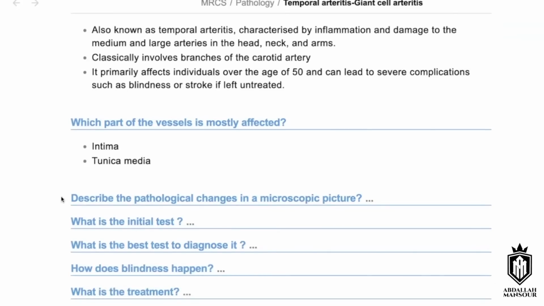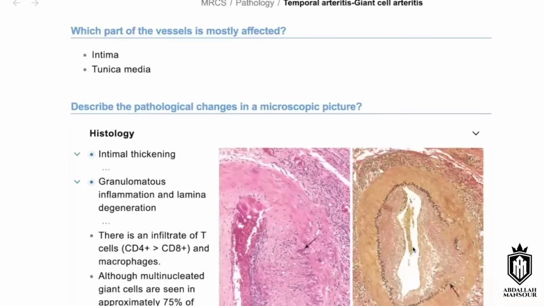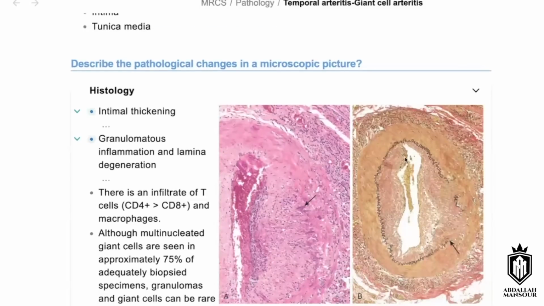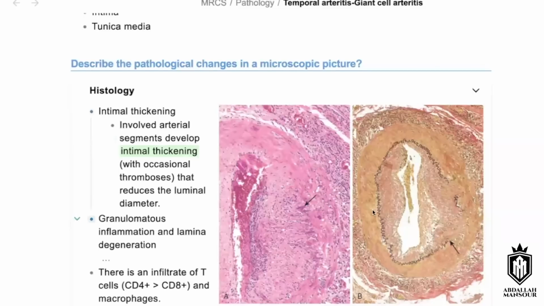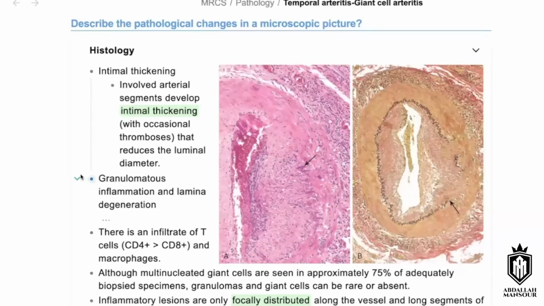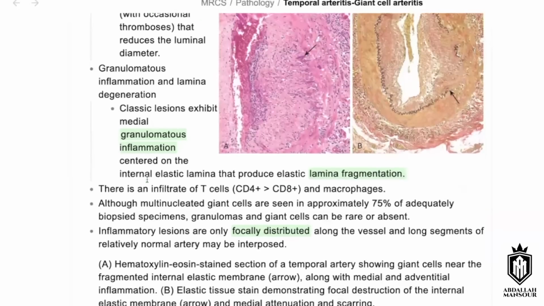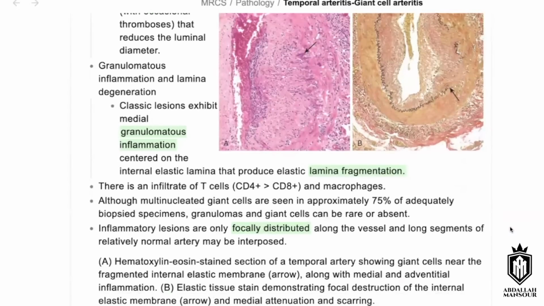Yeah, so there are actually multiple changes. It starts with intimal thickening. As you can see here, the intima is very thick, and there is some granulomatous inflammation with elastic lamina degeneration as well. And also there is T cell infiltration with lots of macrophages present. It's focally distributed, like we said. I wouldn't call them skip lesions, but it's a focal distribution.